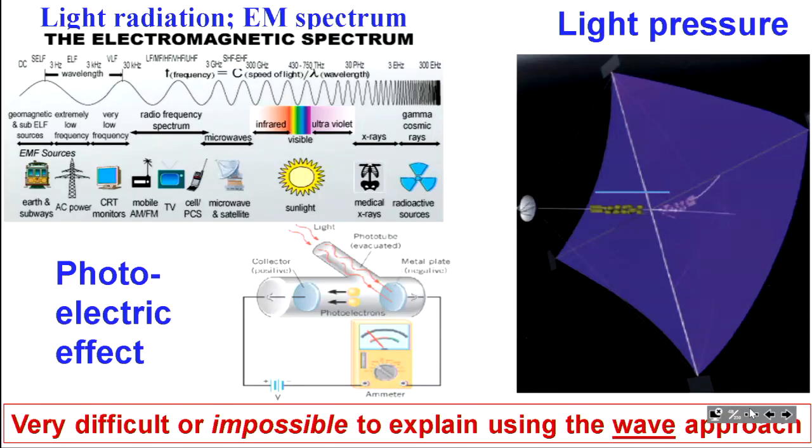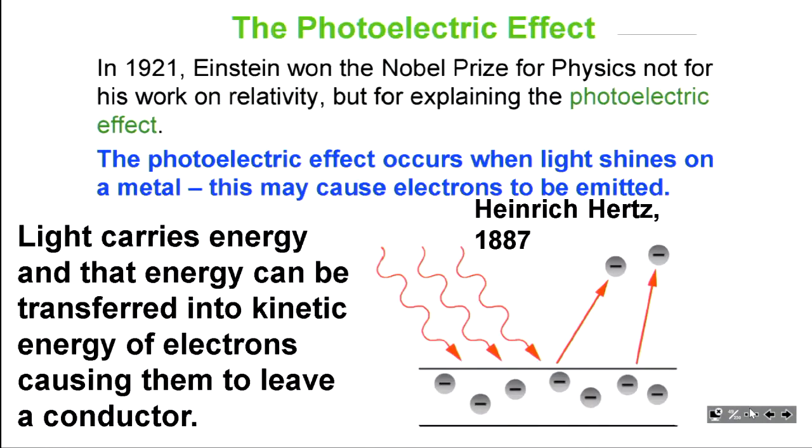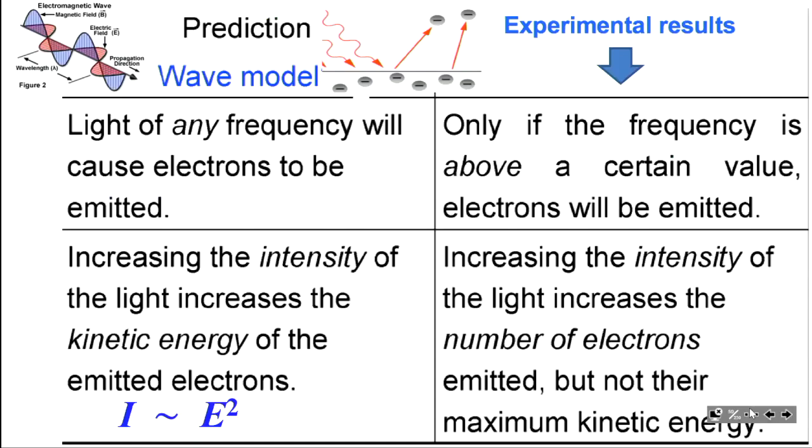But the most important experiment was the photoelectric effect. It was discovered by Hertz, and it took almost 20 years to explain. The effect is actually very simple. You take a piece of conductor, you shine light on it, and you observe electrons being ejected by that light out of a conductor. That's it. So the wave model provides certain specific predictions.